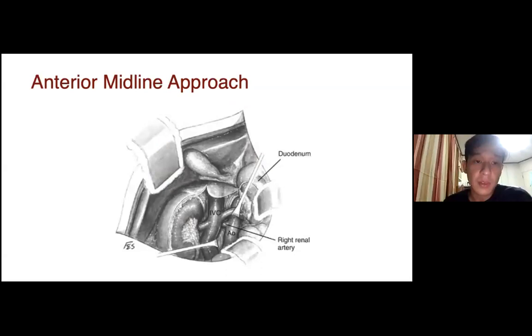The approach involves a vertical incision in the posterior peritoneum below the left renal hilum. In this approach, the gastrocolic ligament is then divided and entered.